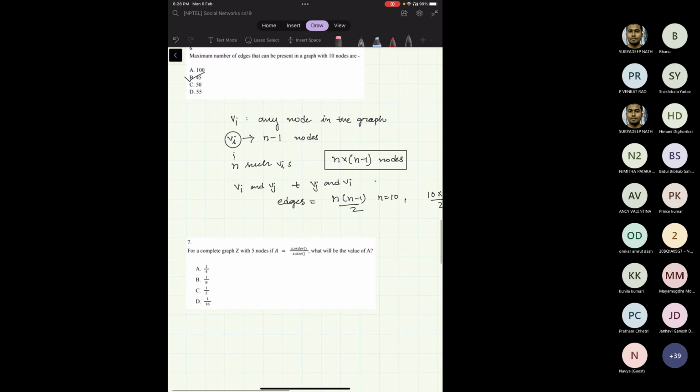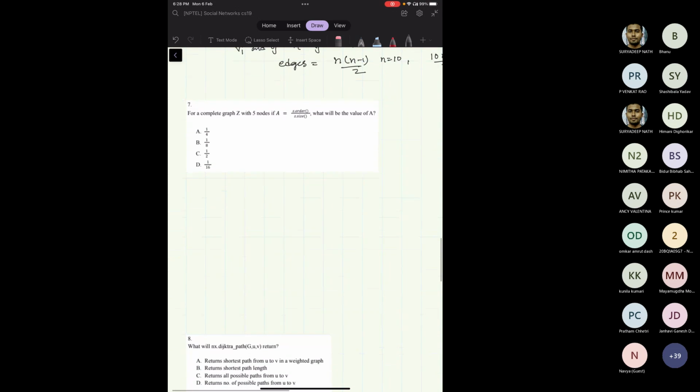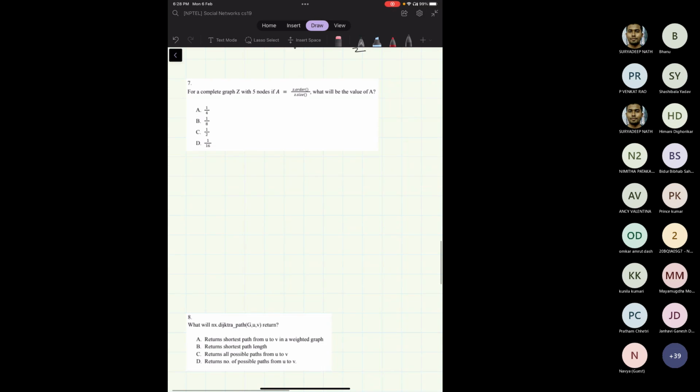Okay, so let us proceed on to the next question, question number 7. For a complete graph with 5 nodes, if A equal to Z.order by Z.size, what will be the value of A? So Z is a complete graph, meaning a fully connected graph. So Z.order gives the total number of nodes, and Z.size gives the total number of edges.